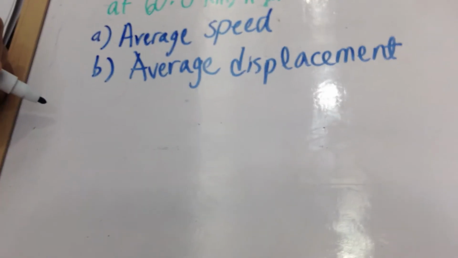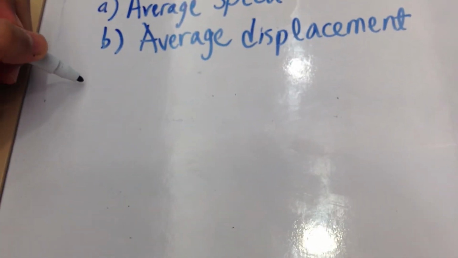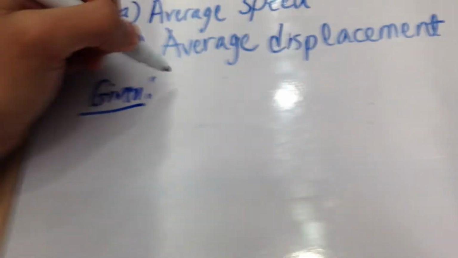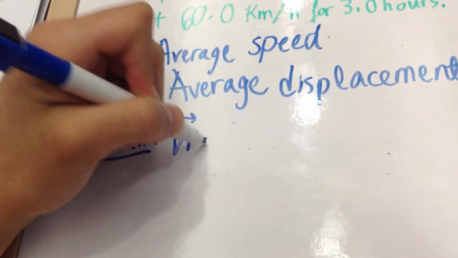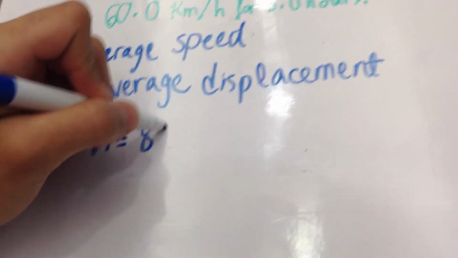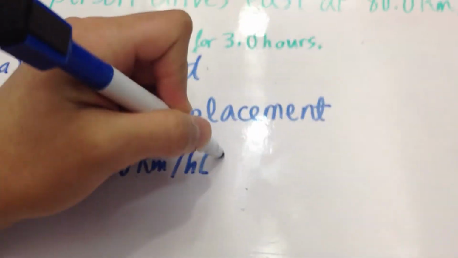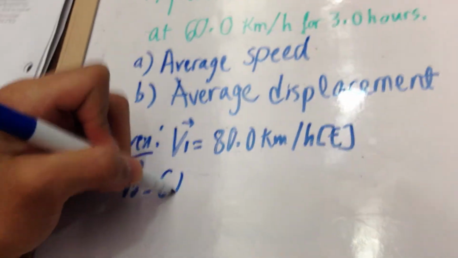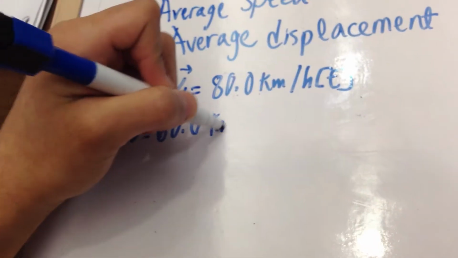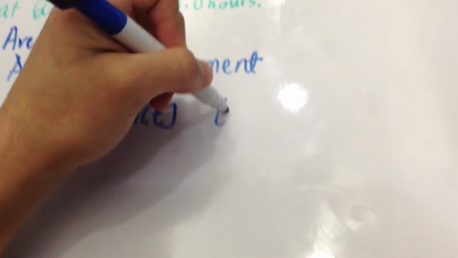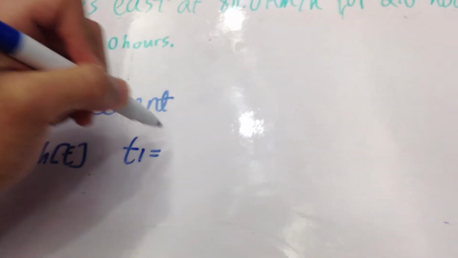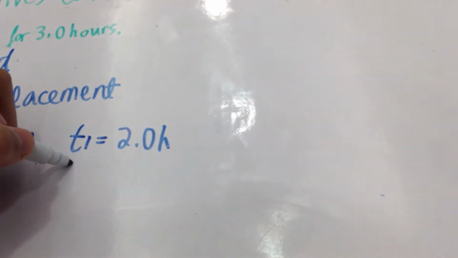Now, first, to calculate average speed, we have to first write what we're given. So we're given 4 pieces of information. Firstly, we're given velocity 1, which is 80.0 kilometers an hour east. Velocity 2 is 60.0 kilometers an hour. We're also given T1, which is 2.0 hours, and T2, which is 3.0 hours.